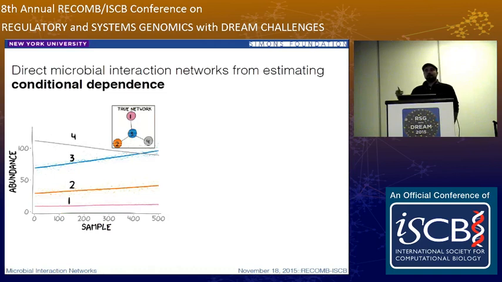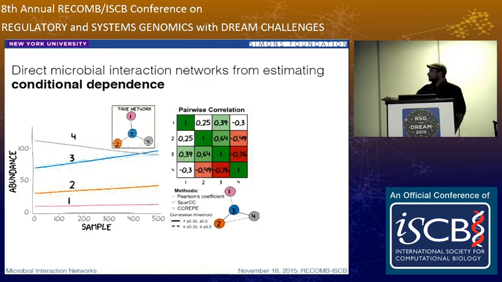Okay, just to give you an idea why conditional independence is better than correlation under certain conditions, imagine you measure the abundance of 4 species, that's the true interaction network. Here's the data over many, many samples. If you compute the correlation matrix, it would look like this. If you now thresholded this correlation matrix and say everything above a certain absolute value is an edge, you could not recover the original network.